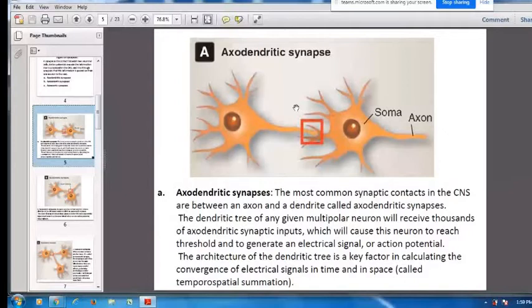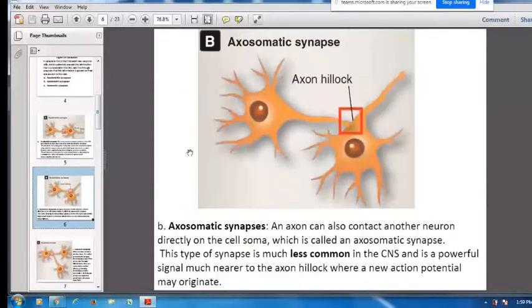So as the name itself tells, axon and dendrite. So the axon of one neuron and the dendrite of another neuron. This synapse is very common in the CNS. This is known as axodendritic. Now we'll go to another slide. Axosomatic: axon of one neuron and soma of another neuron. Okay, this is axosomatic. This is less common.